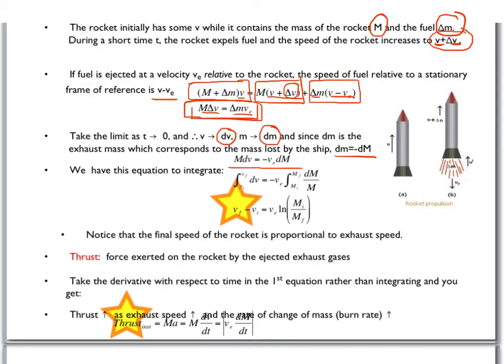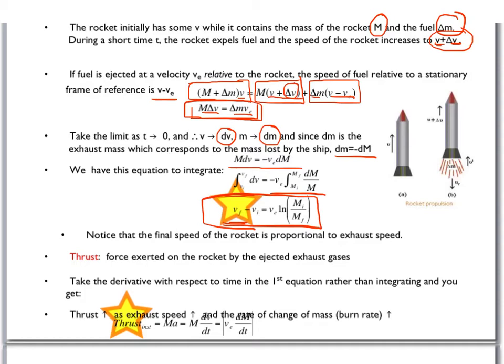So if we integrate each side, we can integrate the side with dv to find a value for the final velocity of the rocket. And we can also integrate the side over here with m, where the integral of 1 over m is basically a natural log function, or the natural log of m. Plugging in your limits of integration, you get the equation that we see right here.